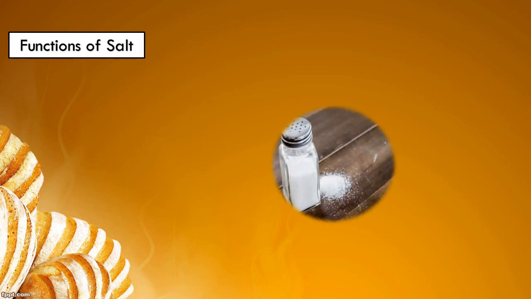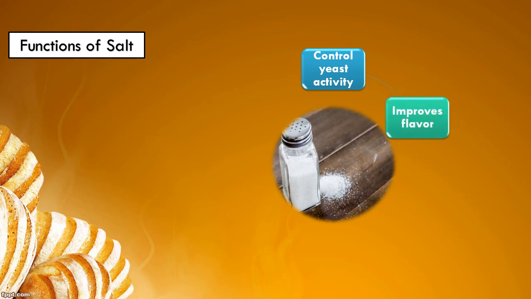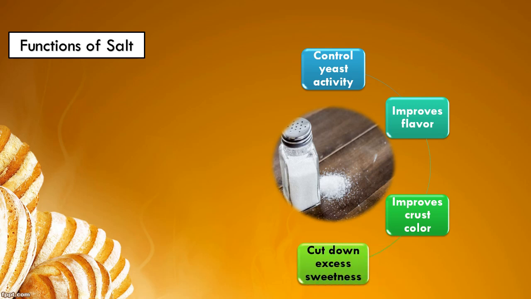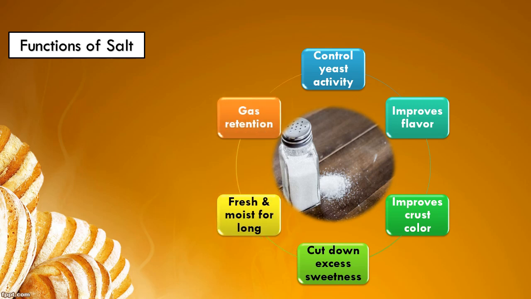Let us discuss the functions of salt in detail. It is believed to control the yeast activity, thereby overproduction of carbon dioxide can be reduced. It improves flavor and crust color. It helps in cutting down the excessive sweetness. It retains the freshness and keeps the product moist for a longer period. It also helps in retention of carbon dioxide gas in the baked products.